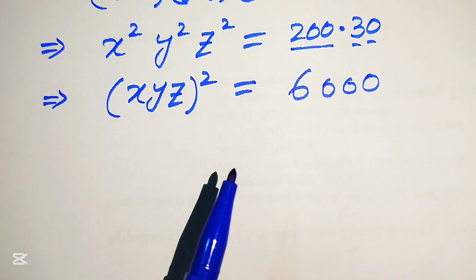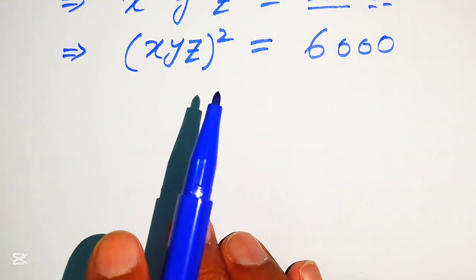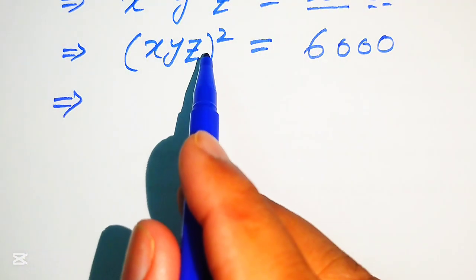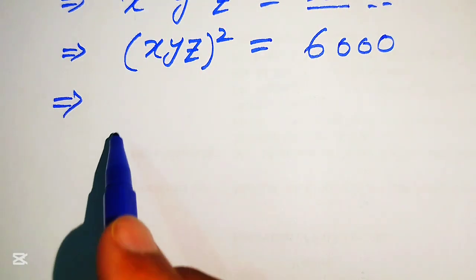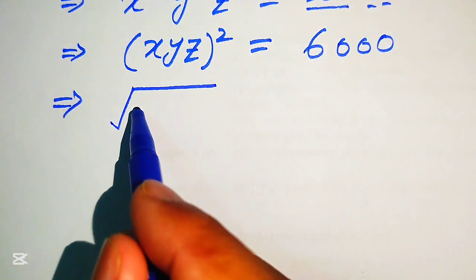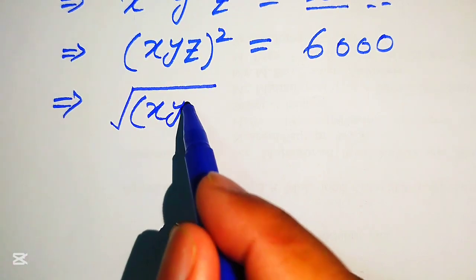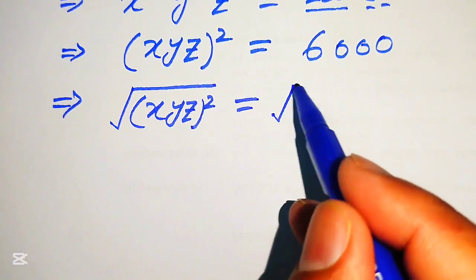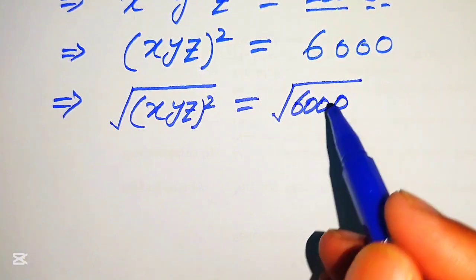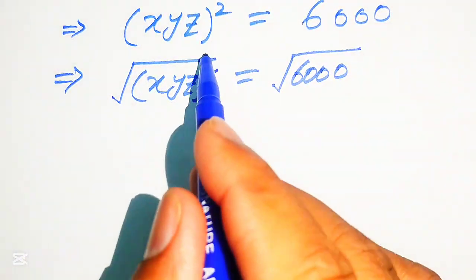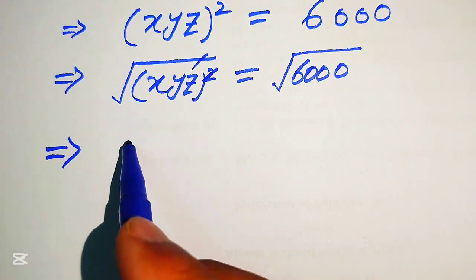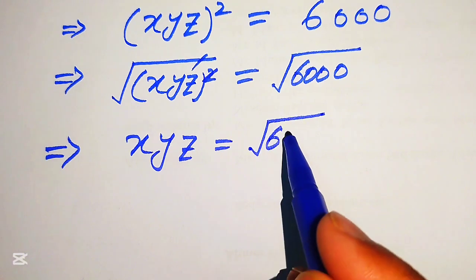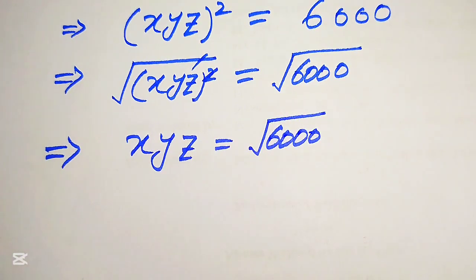And now in the next step, we need to take the square root on both sides in order to eliminate the square sign on the left hand side. So we write xyz whole square and its square root equals the square root of 12,000, and the square and square root are gone, and we will get xyz equals the square root of 12,000.